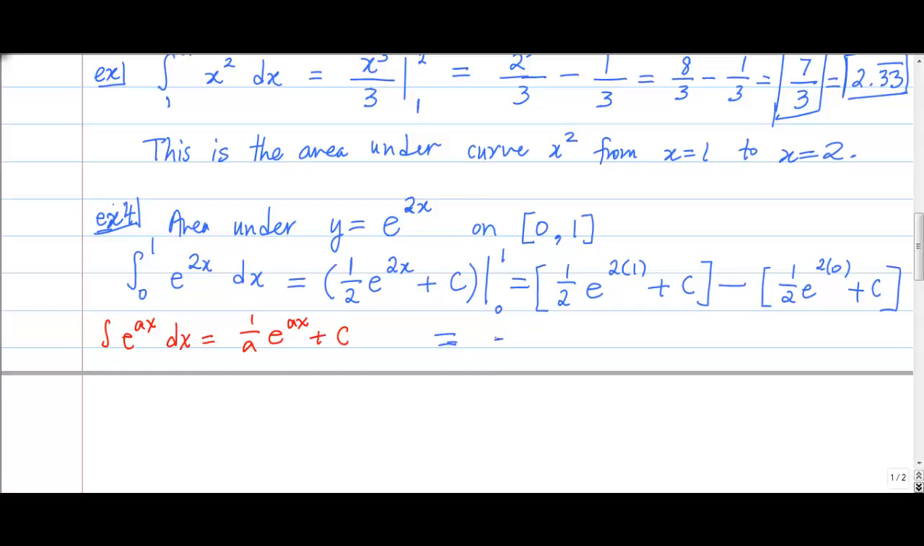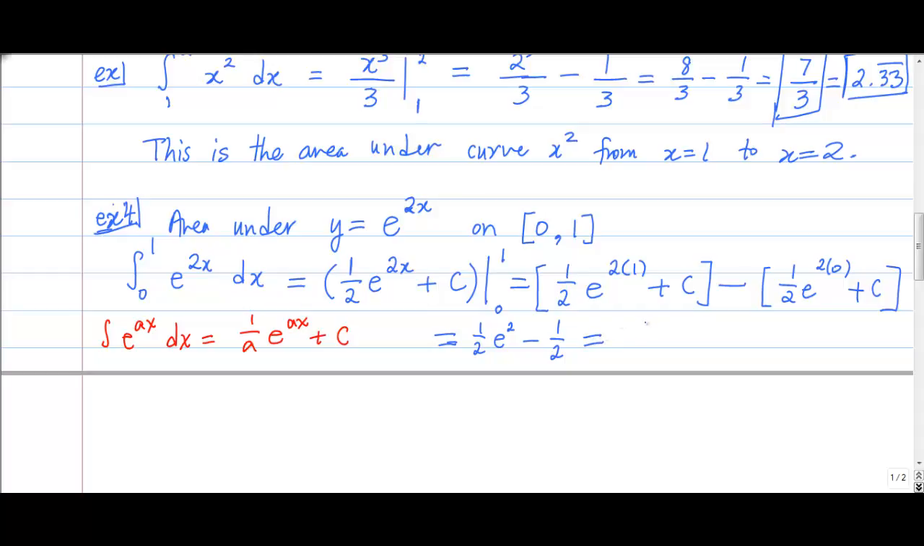So we get 1/2 e squared plus c, and then minus c, so the c minus c goes away. C minus c gives you 0. So that's why you don't need the plus c, because it's going to cancel out anyway. And then minus e to the 0 is 1, so this is minus 1/2. Okay, this is the exact answer.